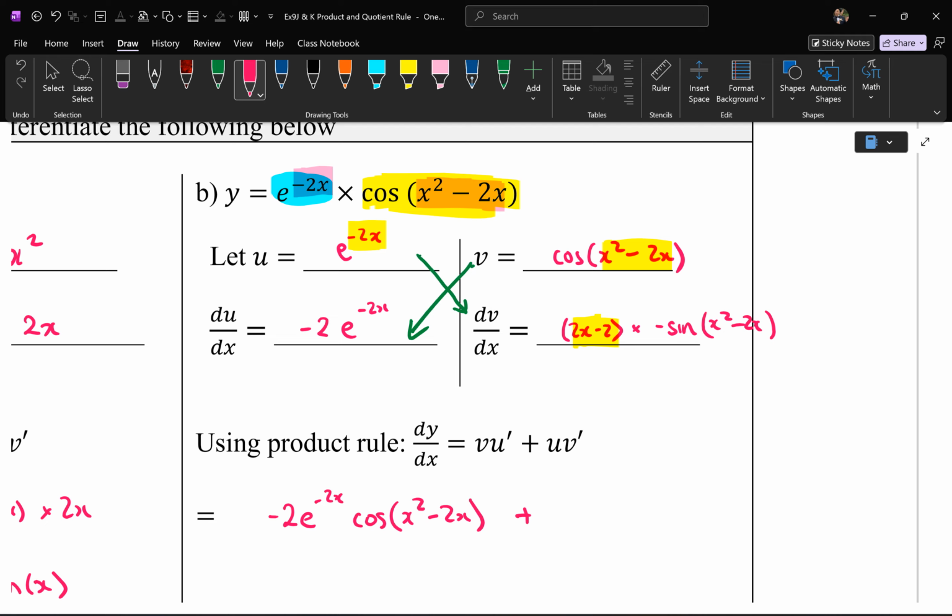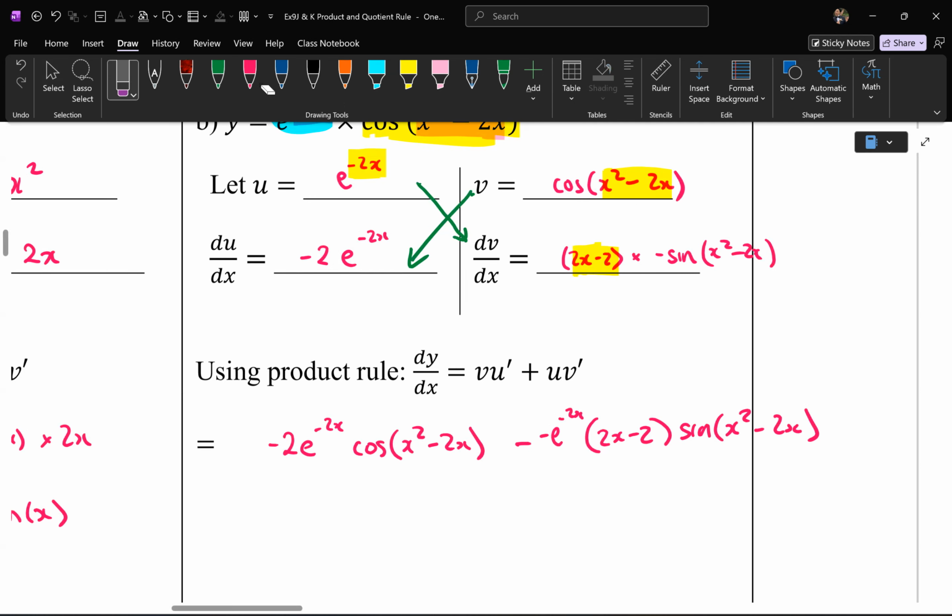So I probably would have done it as, what? I might put e negative 2x at the front times with 2x minus 2. And since there's a negative sign there, I'll put a negative in front of e. And that becomes sine x squared minus 2x. But since that's a minus there, I don't have to have the plus. So I can probably just change it to minus.